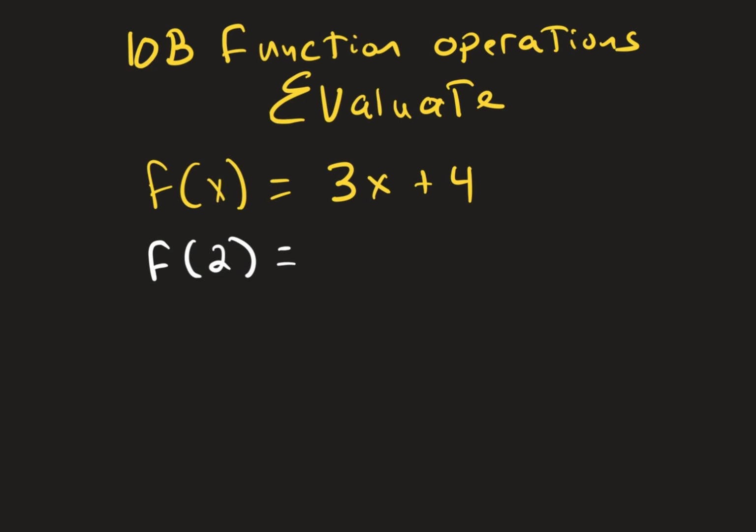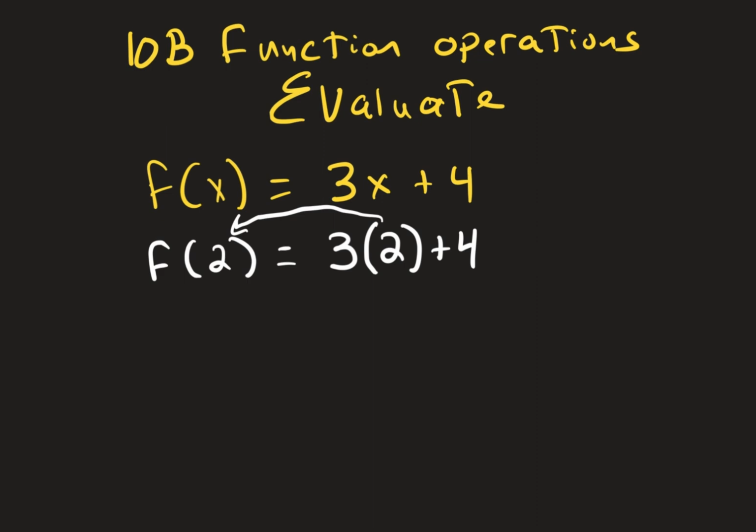So f of 2 in this case, I'm going to substitute and have 3, which was my original number. My x value is now being replaced by a 2. And this 2 here comes from right there. And then we're going to add 4 to that. So everything that was in the original function, we leave in the original function. We just replace the variable with what I'm substituting it for.